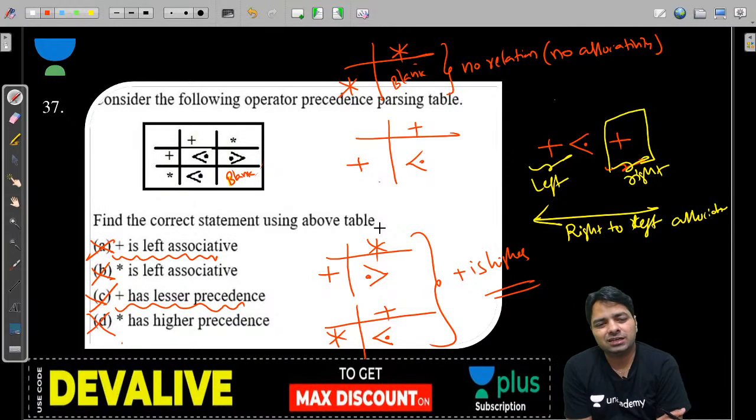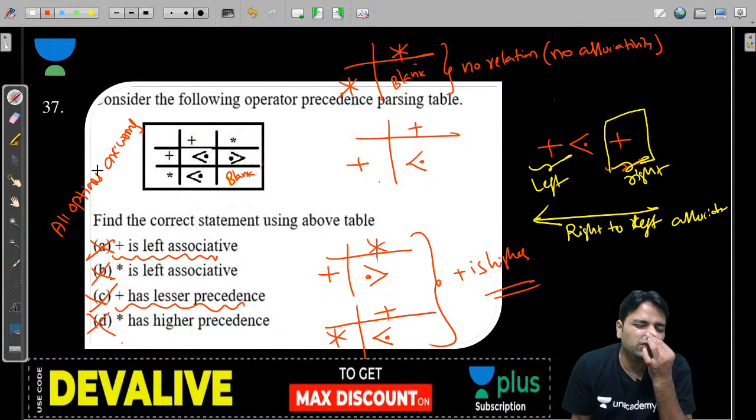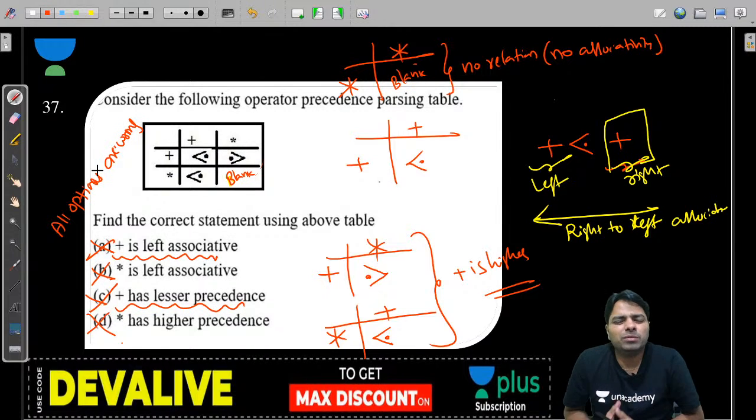Everybody, yes, it's a blank. So anyhow, no option is right. All options are wrong. If you see such questions in GATE, you will get full marks if you challenge.